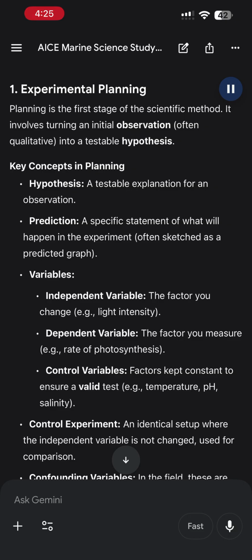Key concepts in planning. Hypothesis, a testable explanation for an observation. Prediction, a specific statement of what will happen in the experiment, often sketched as a predicted graph. Variables. Independent variable, the factor you change, e.g., light intensity. Dependent variable, the factor you measure, e.g., rate of photosynthesis. Control variables, factors kept constant to ensure a valid test, e.g., temperature, pH, salinity. Control experiment, an identical setup where the independent variable is not changed, used for comparison.